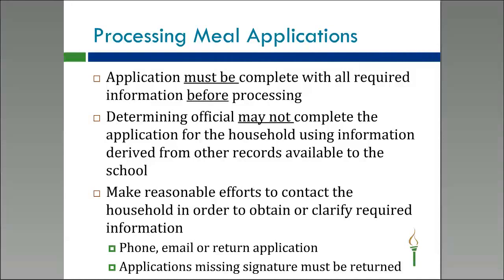So if the application is missing something such as the Social Security number or a household member, you can call them, ask them what it was, record it on the application, and then just make a note that you talked to them, the date, and what the information was. The only thing is, if the signature is missing, they need to sign it themselves. You cannot sign it for them.